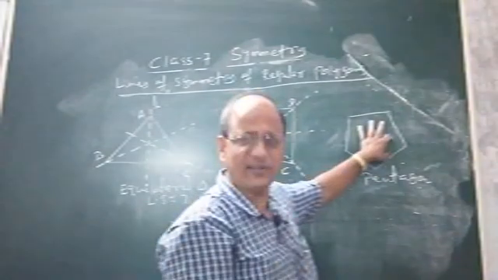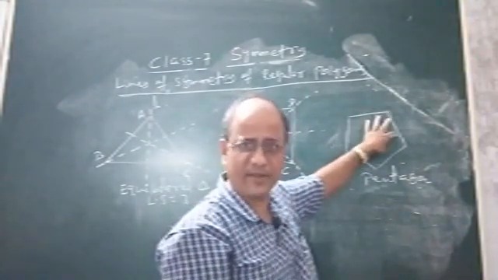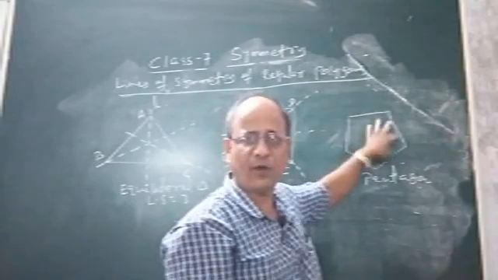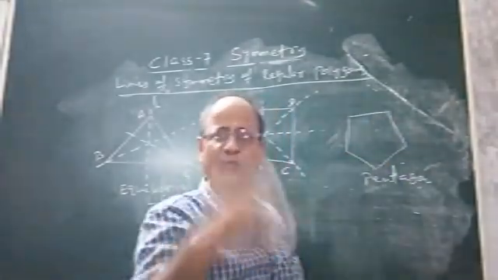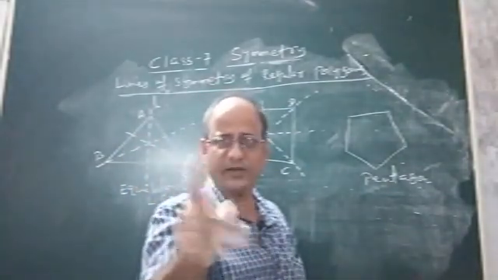Okay. So this is the concept of polygon. A polygon is a plane closed curve bounded by 3 or more than 3 line segments or sides. So the minimum polygon is a triangle.